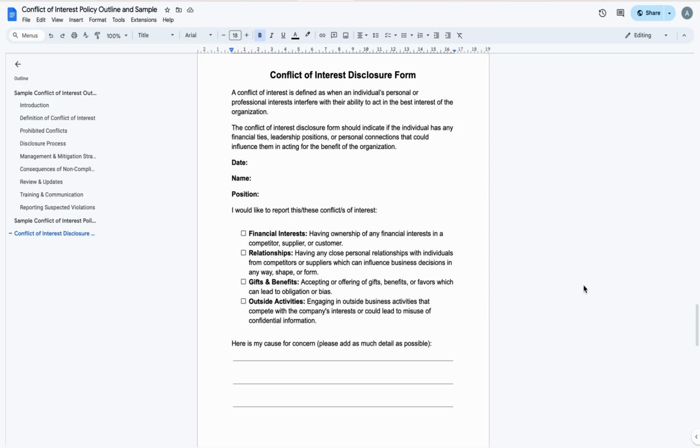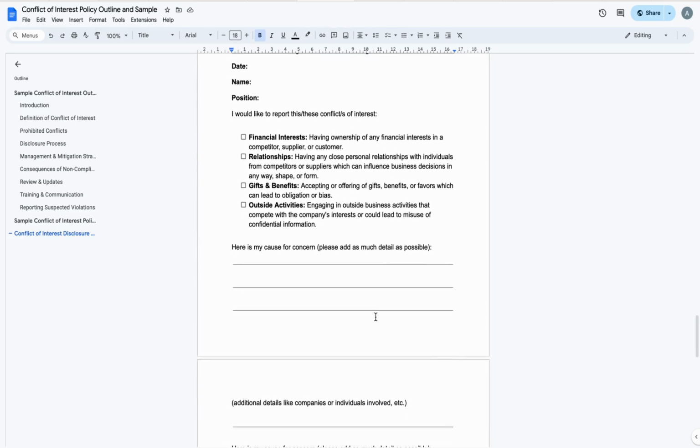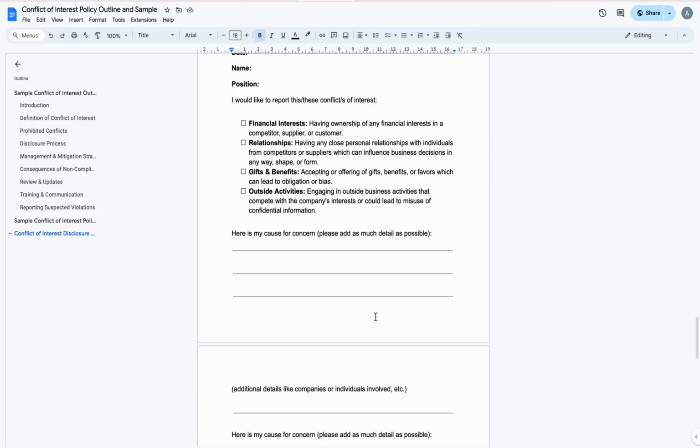Here are some essentials needed for a basic conflict of interest disclosure form. First and foremost, the core of the form should ask the individual to disclose details in the key categories. Here we have the financial interest, relationships, gifts and benefits, and outside activities. Specify the details of each category in your conflicts of interest disclosure form and make sure that you have space for additional context like companies or individuals involved.